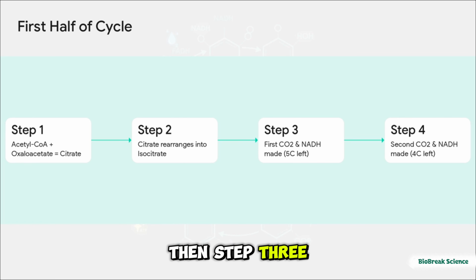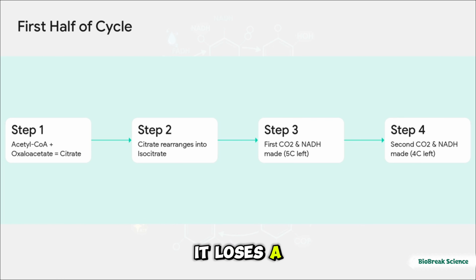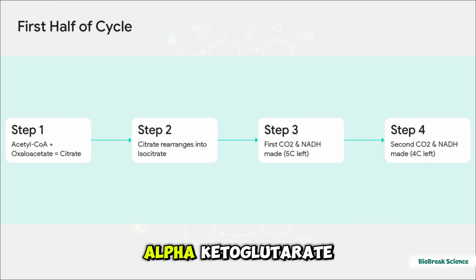Then step 3, this is where the action really starts. Isocitrate gets oxidized. It loses a carbon, which just floats away as CO2, and it transfers high-energy electrons to our first carrier, creating our very first NADH molecule. So now we're left with a 5-carbon molecule called alpha-ketoglutarate.